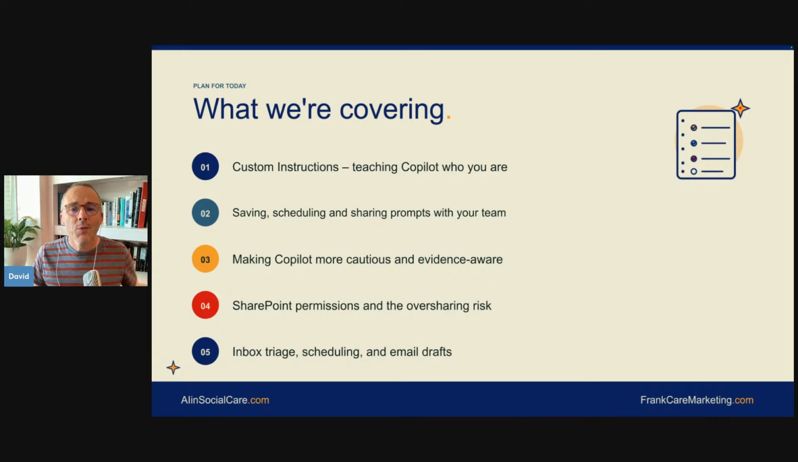We're going to look at SharePoint permissions and the risks that you get of oversharing once you have Copilot in there. We'll look at things like how to get professional email drafts that actually sound like you, and how to get Copilot to prioritize your most important emails. We're also going to look at how to move over from ChatGPT to Copilot. So how to bring over not every bit of context, but the most useful context with you.